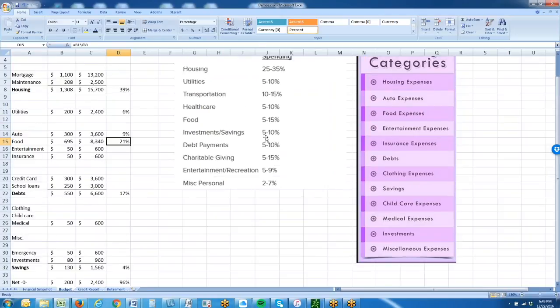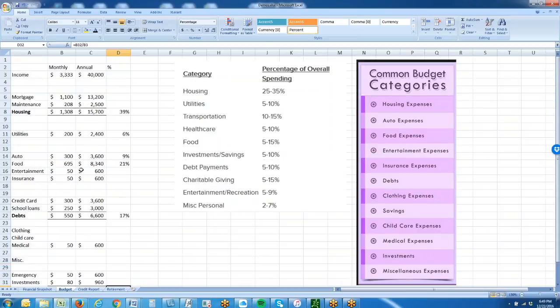And investment savings, so it says between 5 and 10%. So look, here we're actually spending only 4% in savings when the average, or at least the recommended, is between 5 and 10%. So maybe what we would want to do in this case is, and see, these are good tips as far as budgeting and understanding really how you're doing compared to the recommended amounts.